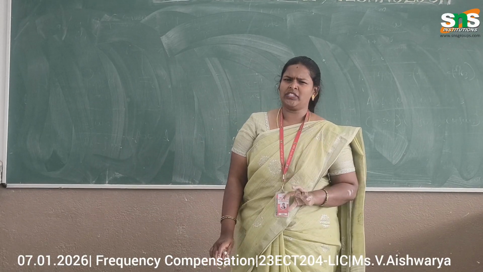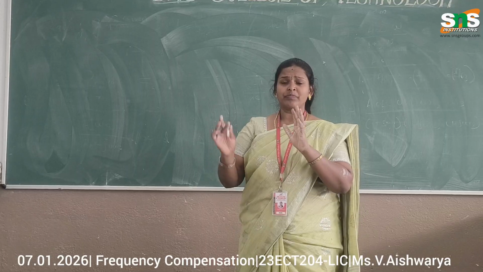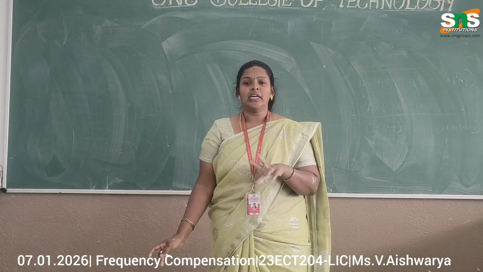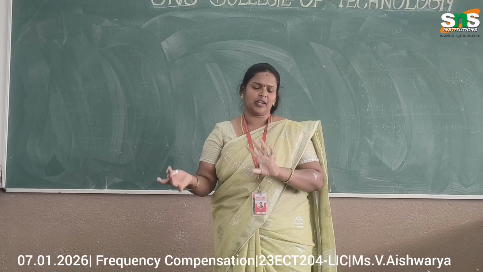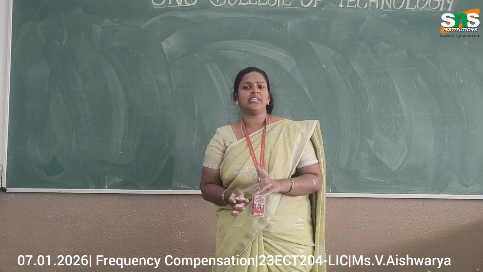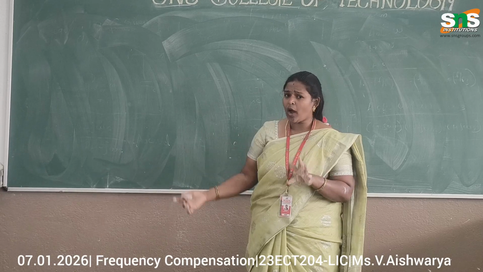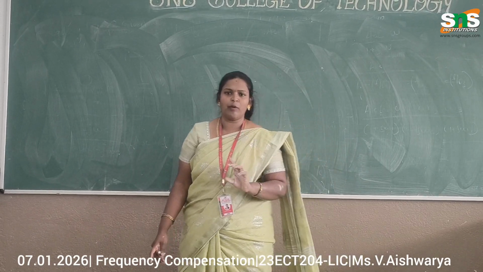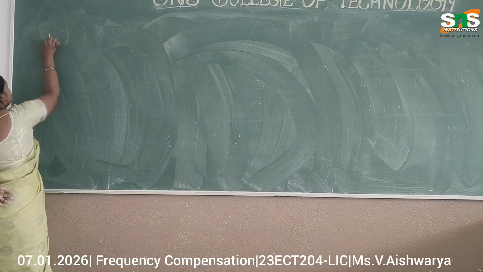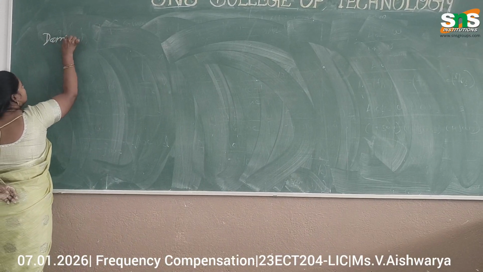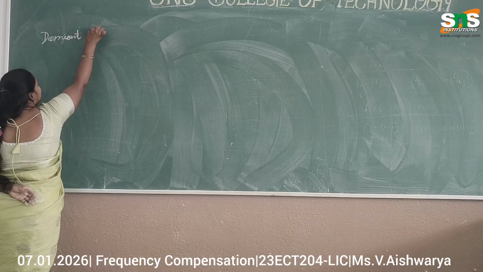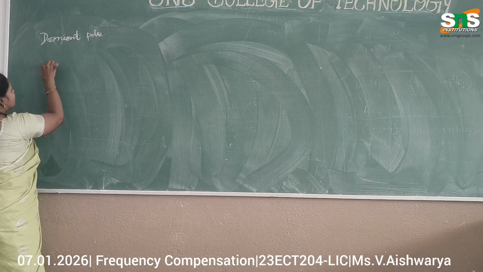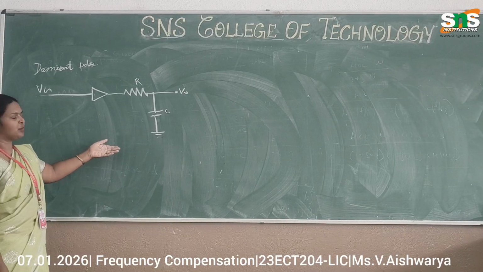Frequency compensation is used to reduce the roll-off, and it consists of 2 types: internal compensation and external compensation. External compensation has 2 types: dominant pole compensation and pole zero compensation. The first one is dominant pole compensation. In this dominant pole, the diagram is as follows.